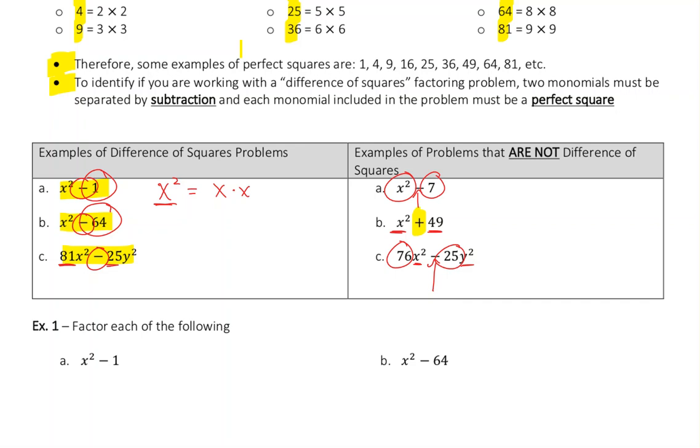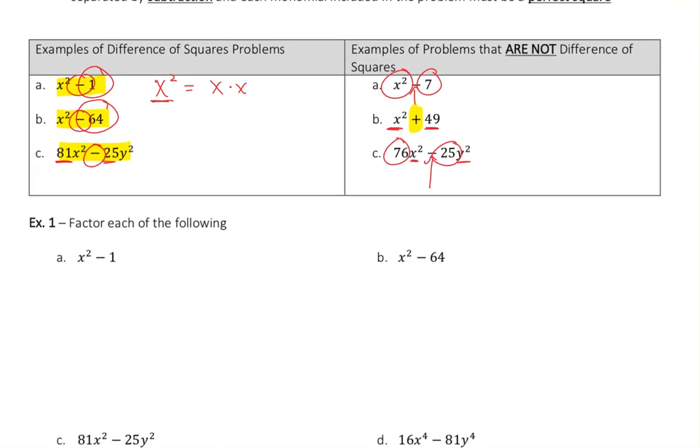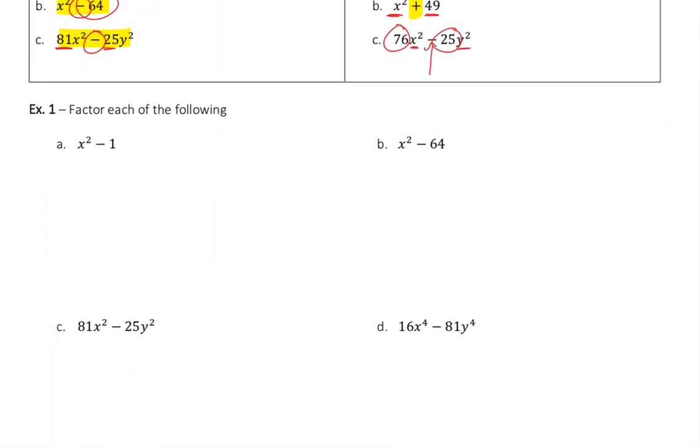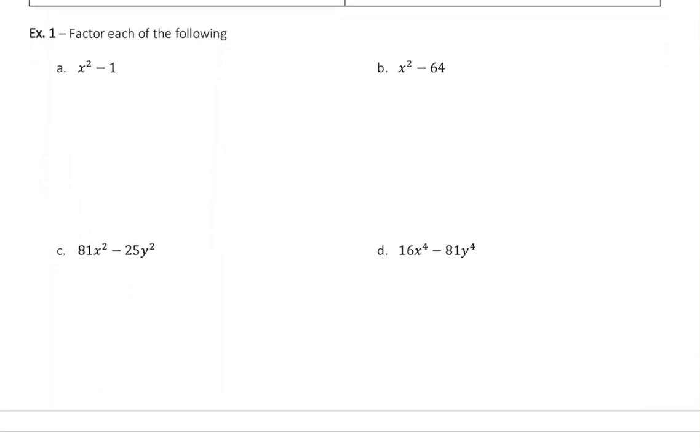There's a shortcut to factoring these types of problems, and I'll show you that after we do the method that we have been doing this entire time. So, factor each of the following. Well, the first one is as simple as it's going to get, x squared minus 1.